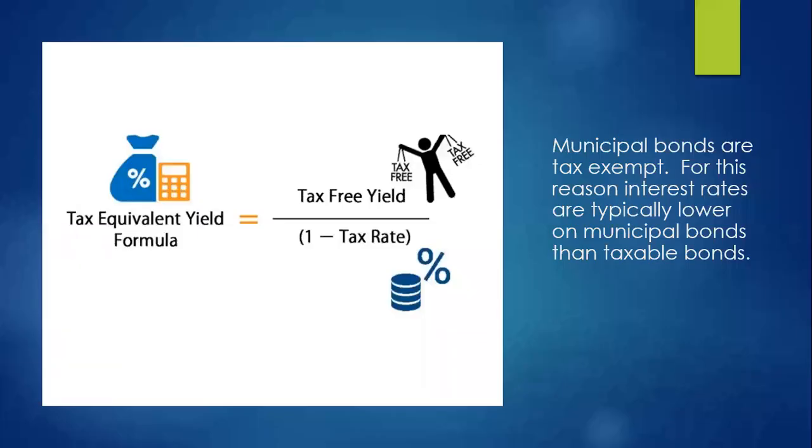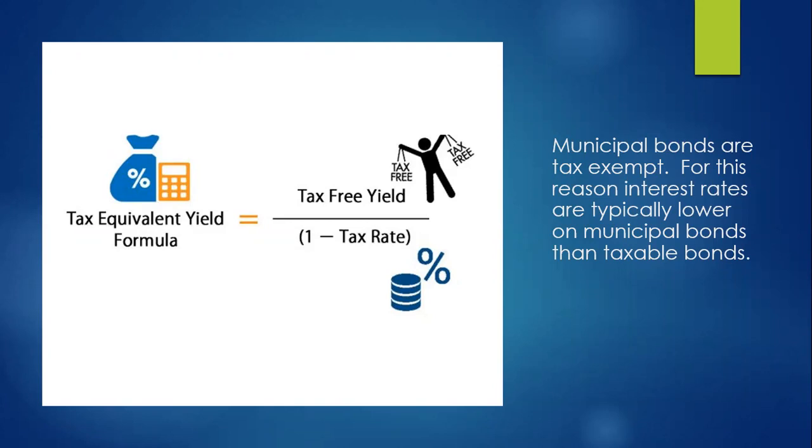So I told you municipal bonds are tax exempt. So the interest you earn on that municipal bond, you don't have to pay taxes on. But for this reason, interest rates are typically lower on municipal bonds than on taxable bonds. So if you want to figure out your tax equivalent amount, say, okay, this municipal bond is going to give me 4% interest, where a typical bond would give me 5% interest, but I'm not having to pay taxes on the municipal bond.